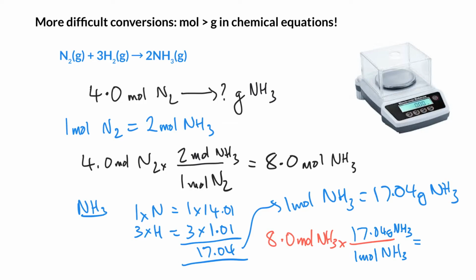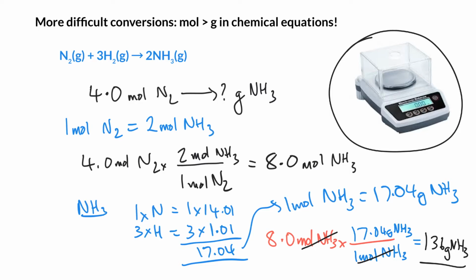And I just punched it in on my calculator, and I got 136. And what are the units? They cancel out, so that is grams of ammonia. So 136 grams of ammonia, right? So this is a balance right here. So we could actually go ahead and weigh it out on there. So in the lab, right, we don't have things that weigh moles. We have things that weigh grams. And so balances are normally used for these kinds of calculations.